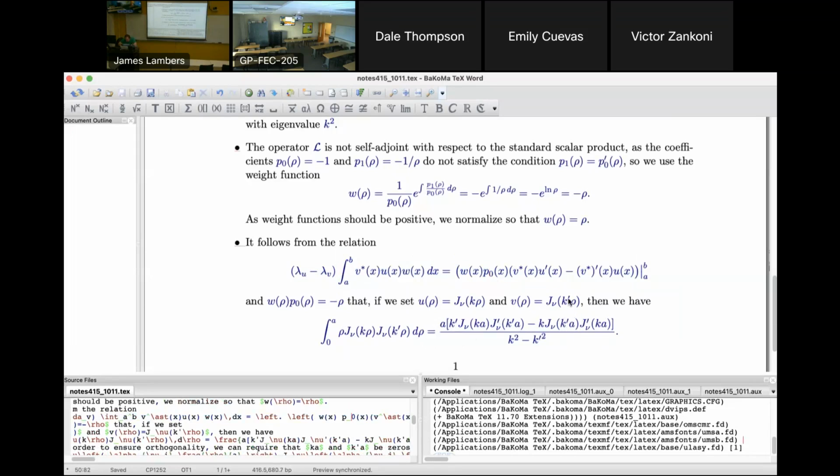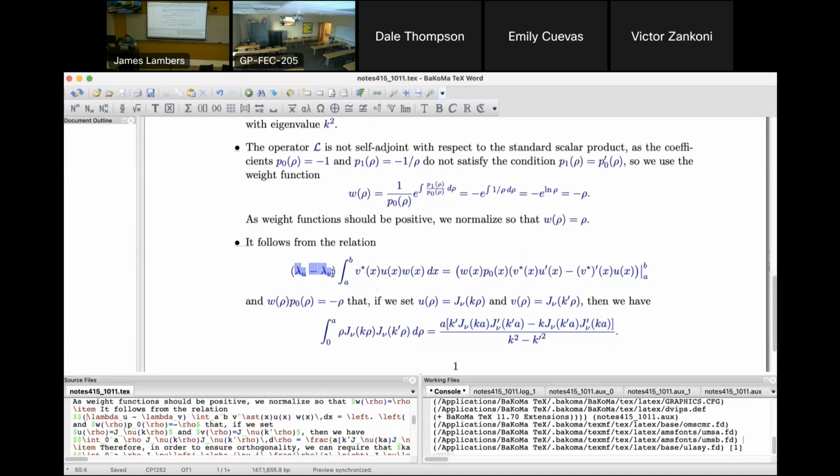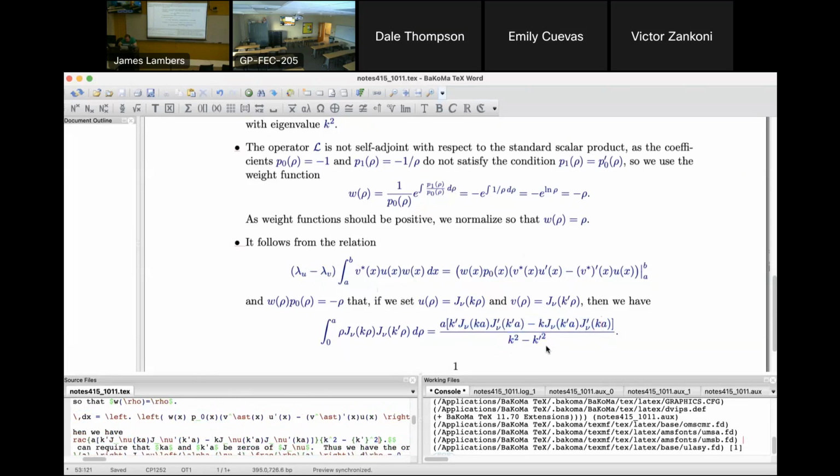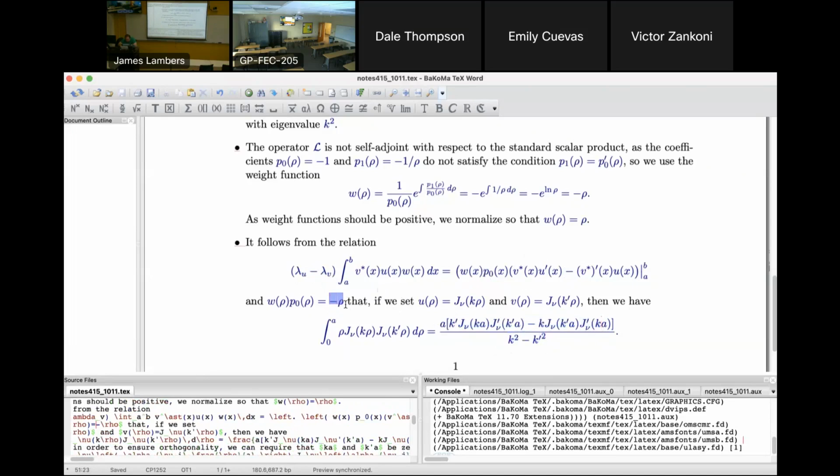So what I want to make clear here is, here we have V U prime minus V prime U. On the one hand, we have the terms in the opposite order up in here in the numerator. The ordering here, lambda U minus lambda V, is the same as what we have here. But because w p naught is equal to minus rho, that's why the expression is flipped.